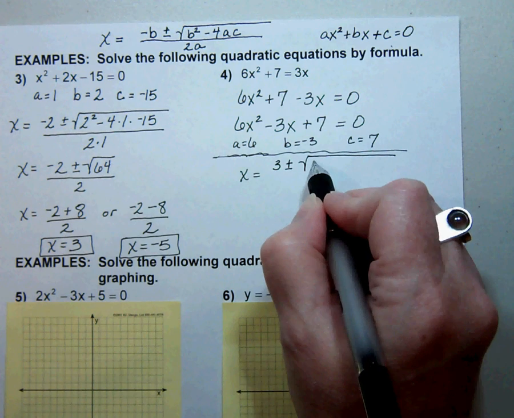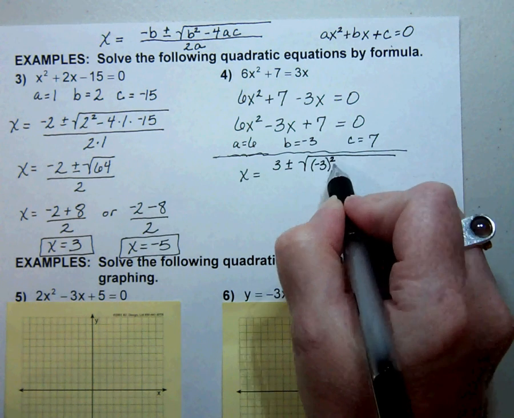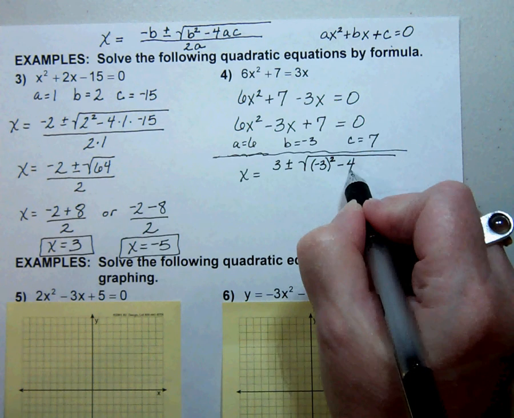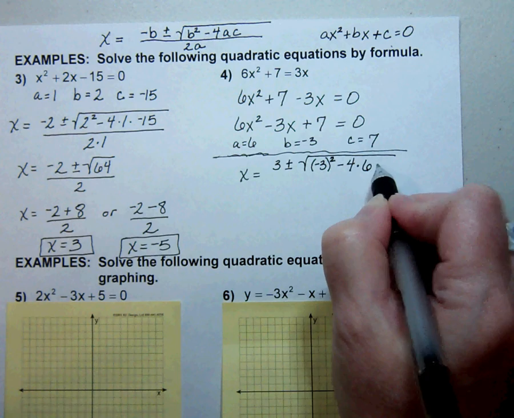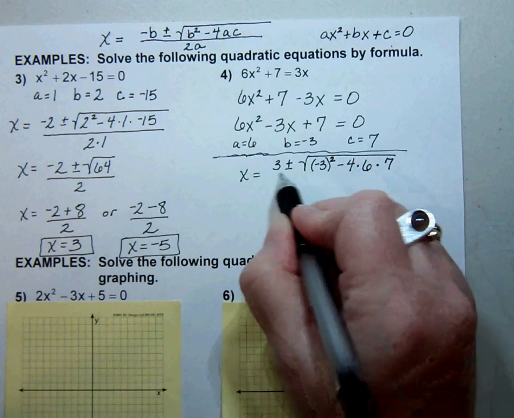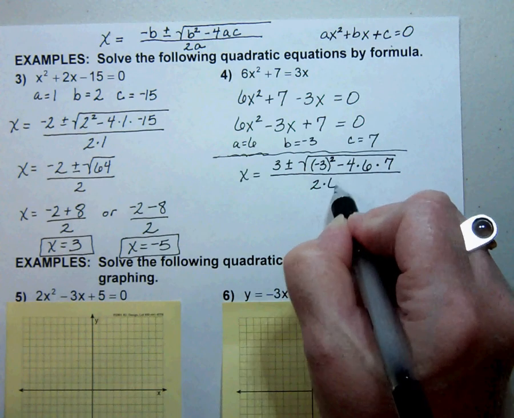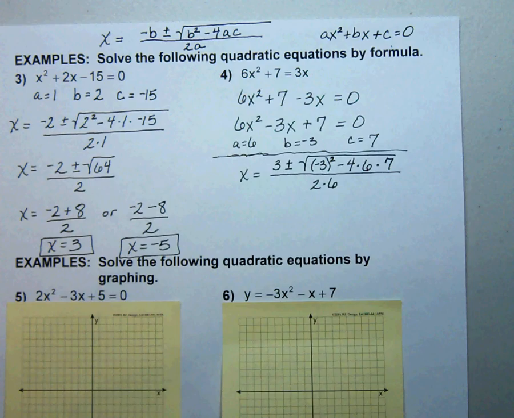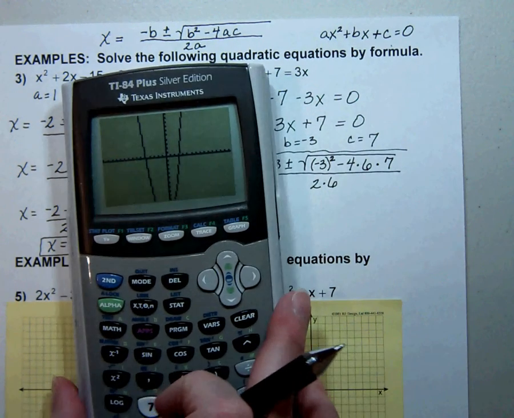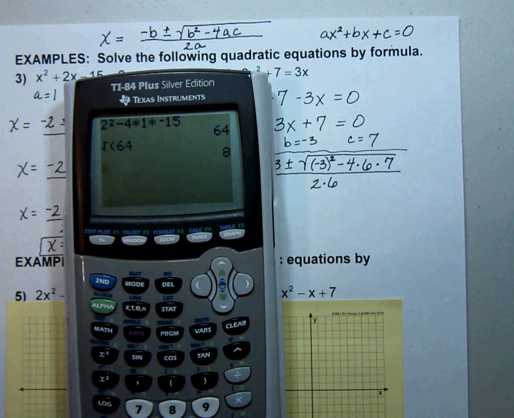You're going to square a negative, so I like to put it in parentheses so that you won't mess it up in the calculator. Minus 4 times your a, this time it's a 6, times your c, which is a 7. And that's all divided by 2 times the a term. This time the a term is a 6. Okay, this looks really long, but we're going to let the calculator help us out. We're going to put in the square of a negative 3.